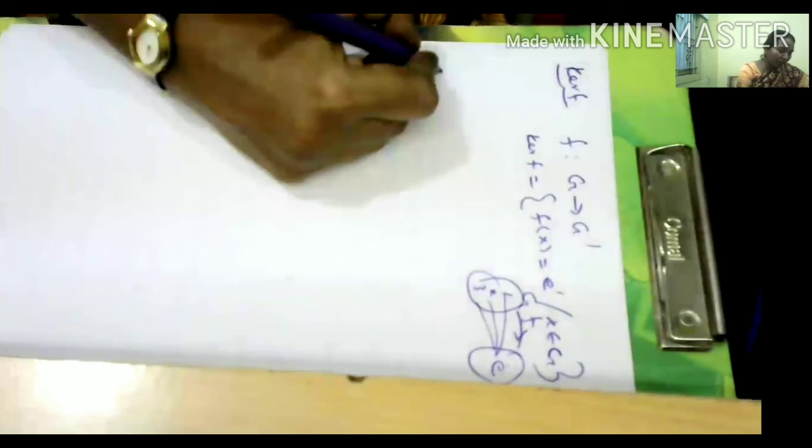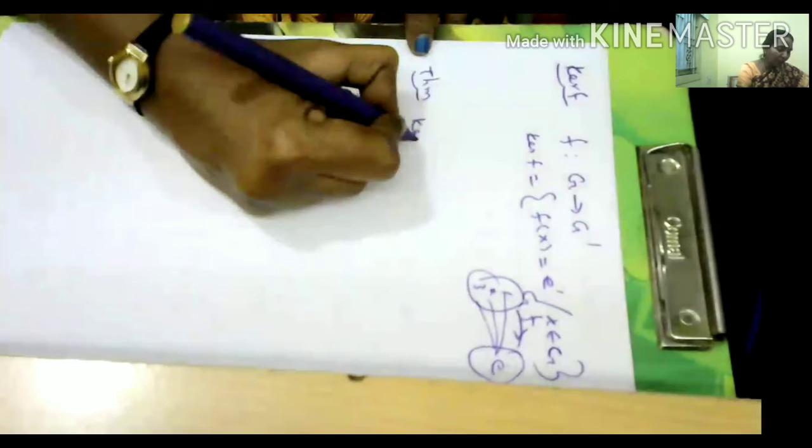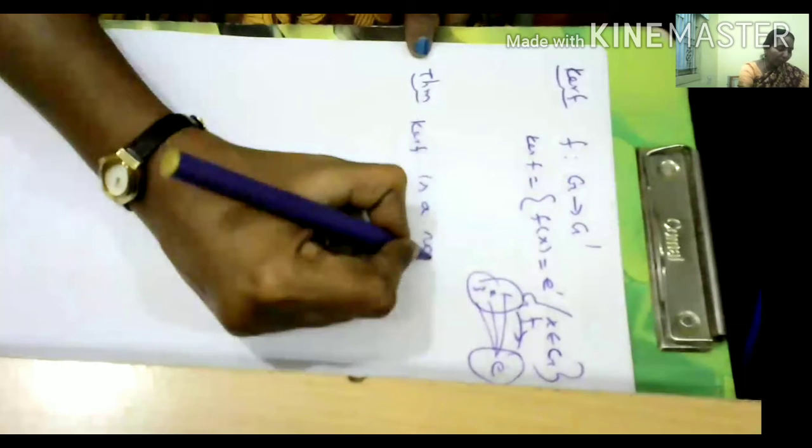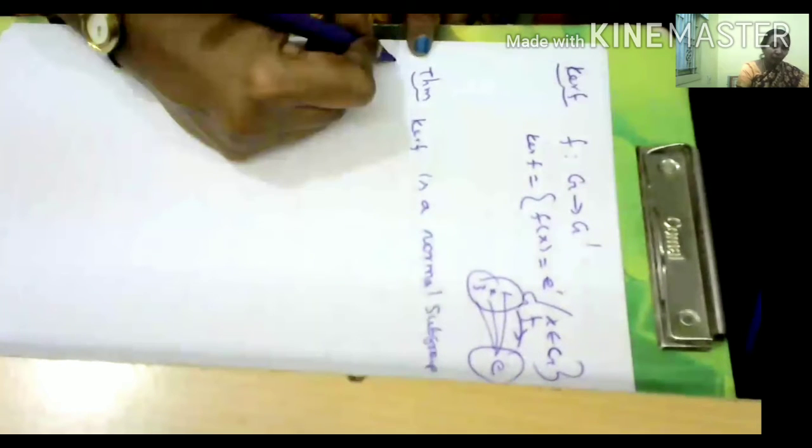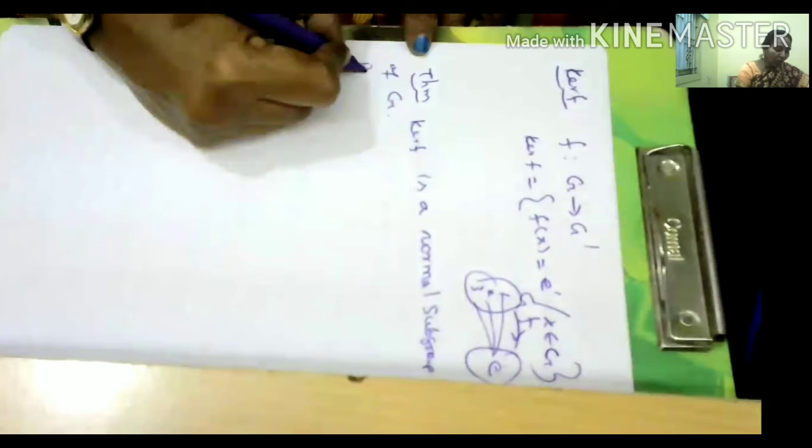Now we are proving that kernel F is a normal subgroup. That is the next theorem: kernel F is a normal subgroup of capital G. So how are we going to prove it? The definition of normal subgroup says: take one element from capital G and also one element from kernel F, then find the element X H X inverse. If X H X inverse belongs to kernel F, then we can conclude that kernel F is a normal subgroup.